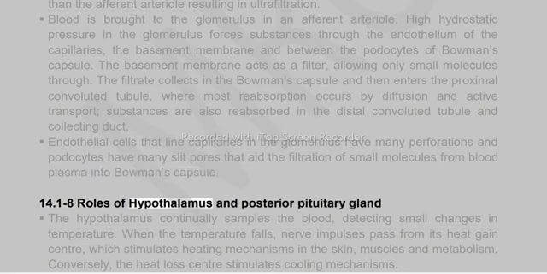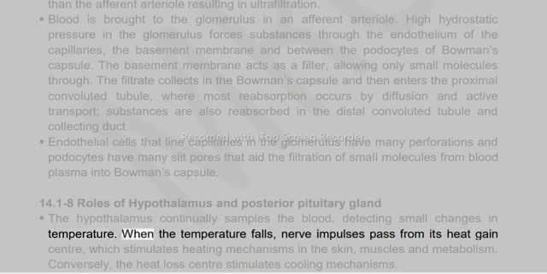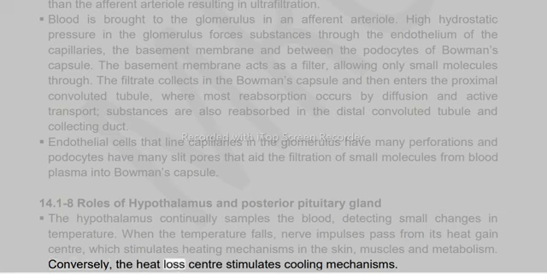14.1 to 8 Roles of hypothalamus and posterior pituitary gland. The hypothalamus continually samples the blood, detecting small changes in temperature. When the temperature falls, nerve impulses pass from its heat gain center, which stimulates heating mechanisms in the skin, muscles, and metabolism. Conversely, the heat loss center stimulates cooling mechanisms.